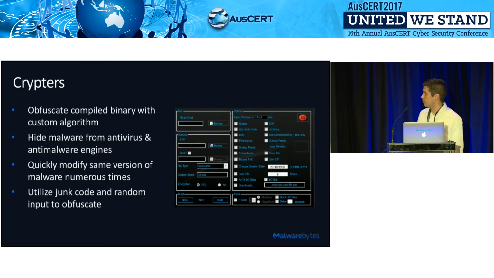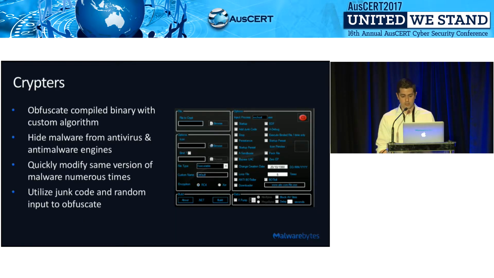And cryptors have a few different goals. The first is to obfuscate compiled binaries with custom algorithms. We also see the addition of what I would consider junk code, right? These are techniques by which a malicious attacker attempts to avoid post-execution behavioral analysis, or techniques by which sandboxing might identify a specific sequence of code. There are a number of techniques that are both simple and, as I shared on the past slide, a number of advanced techniques that are used to obfuscate.